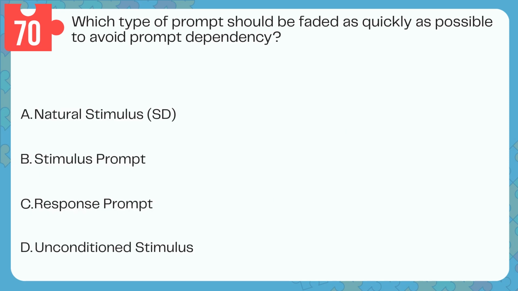Question 70. Which type of prompt should be faded as quickly as possible to avoid prompt dependency? A. Natural stimulus. B. Stimulus prompt. C. Response prompt. D. Unconditioned stimulus.